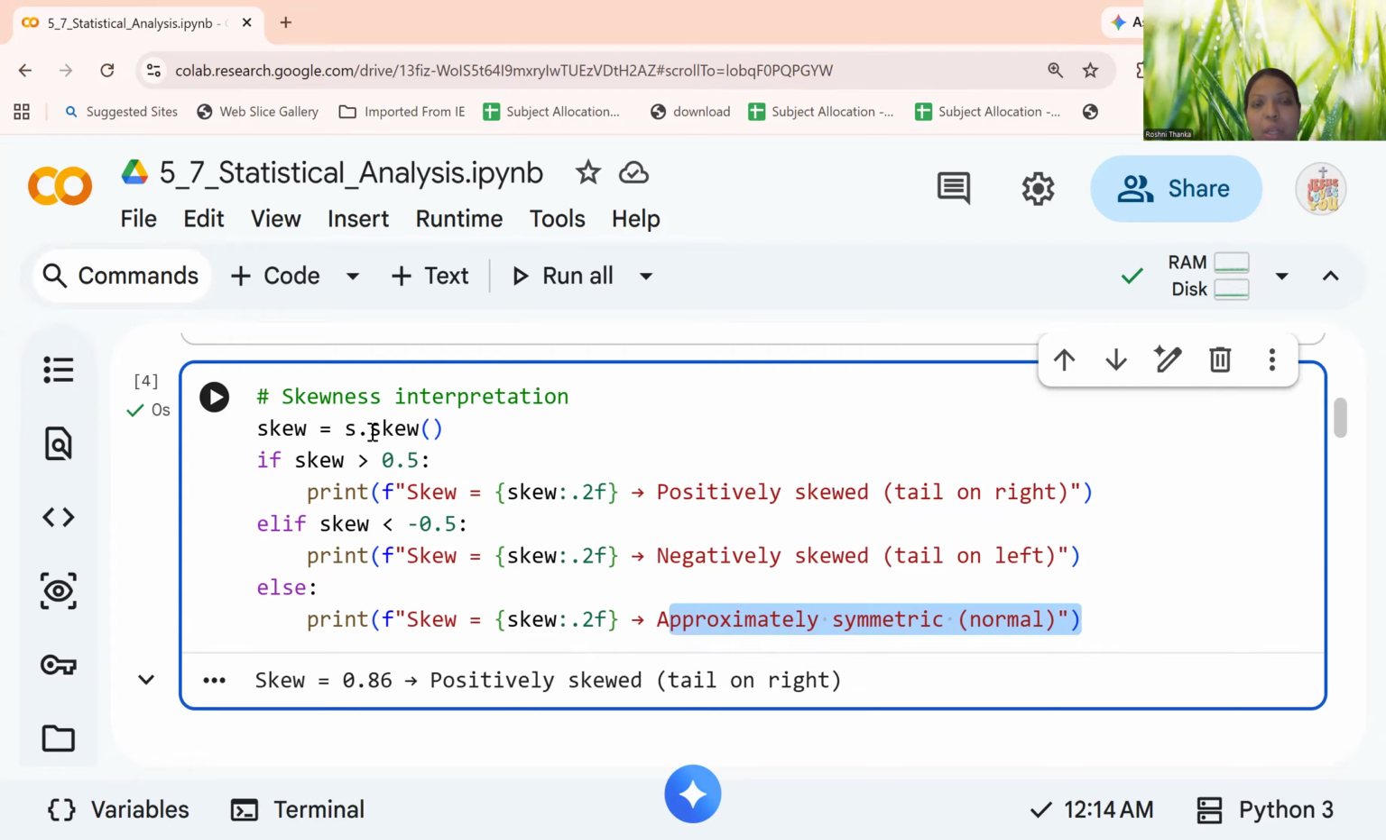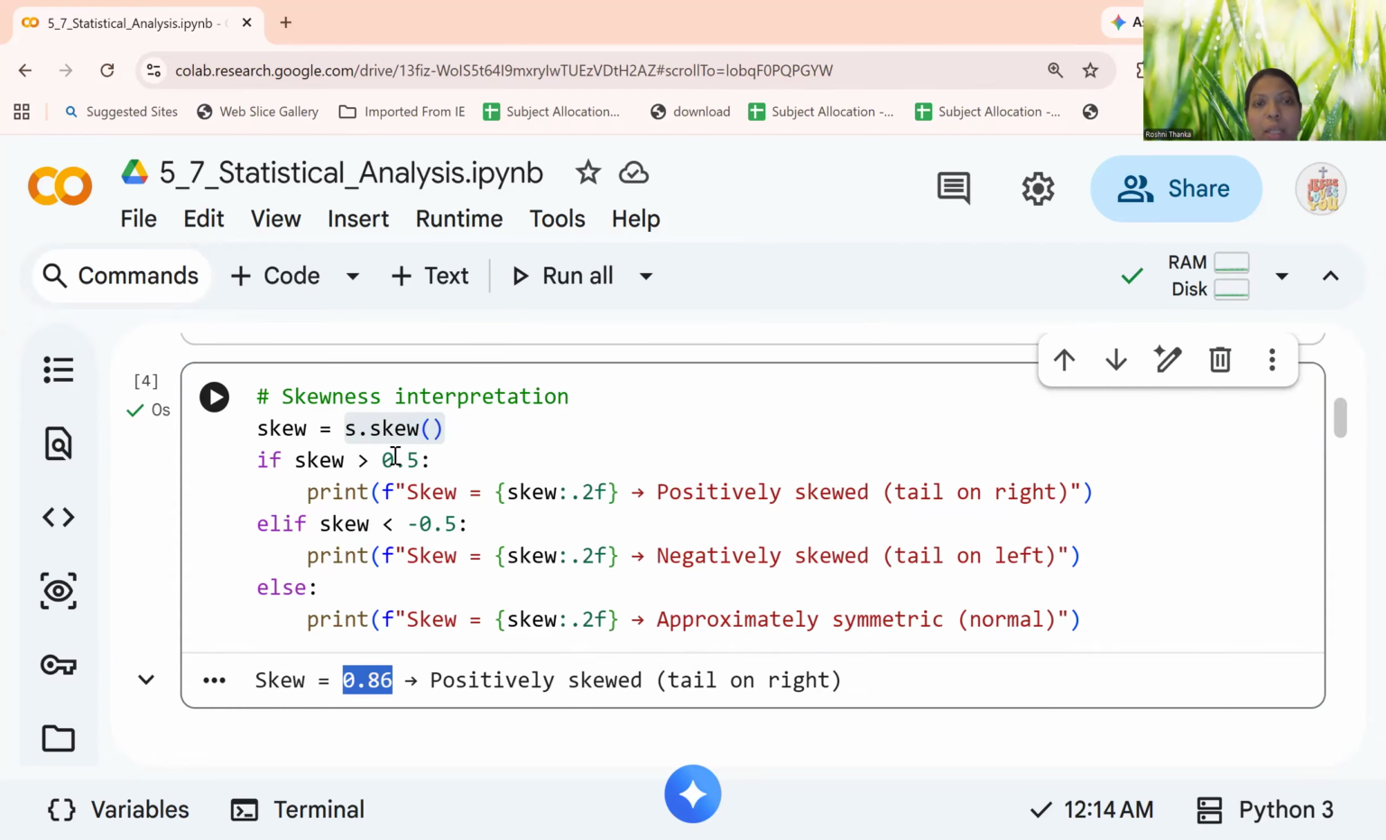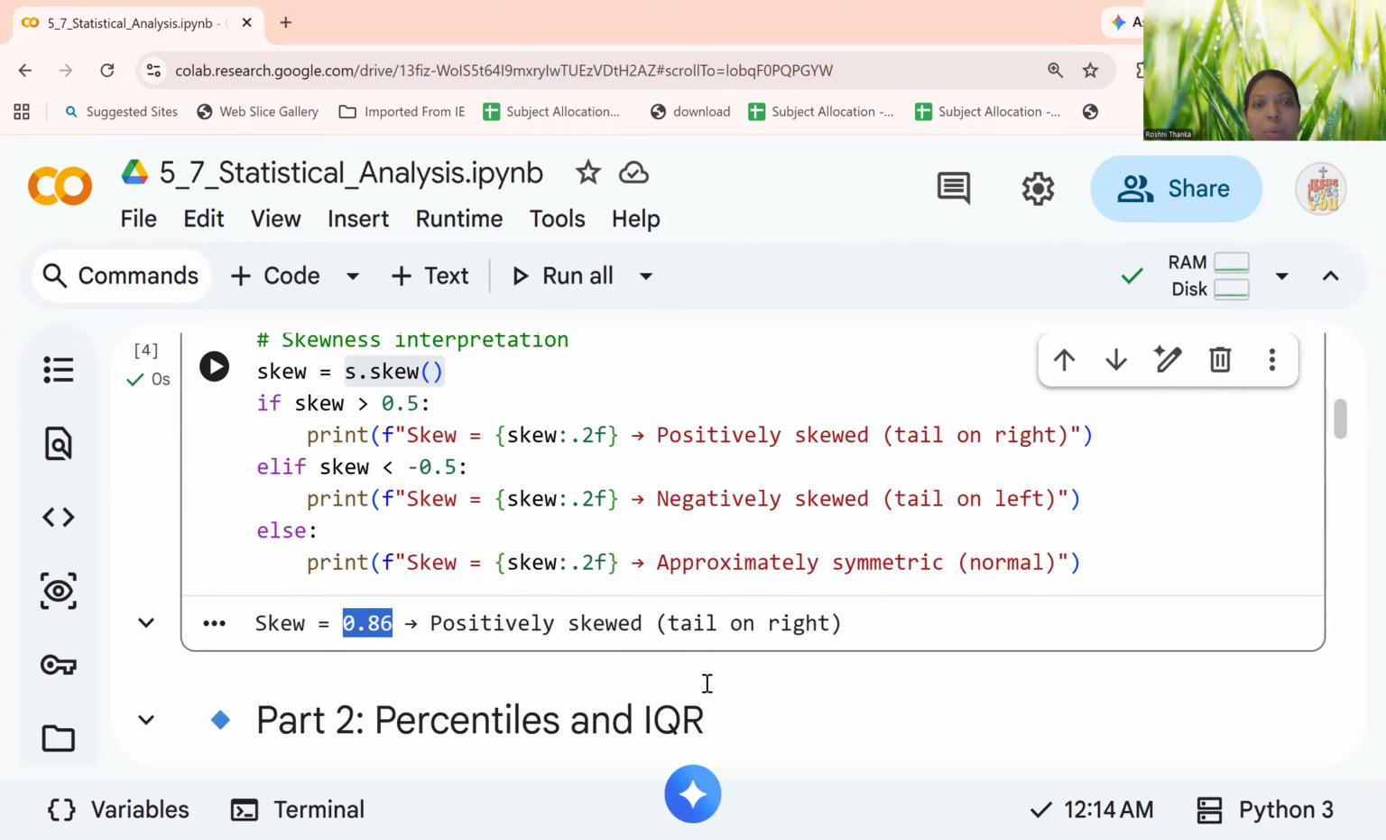If you see the score, the skew value is 0.86. It is greater than 0.5, so we can say it is positively skewed, which means the tail is on the right side and most of the values are accumulated on the left side. So that is what skewness is.